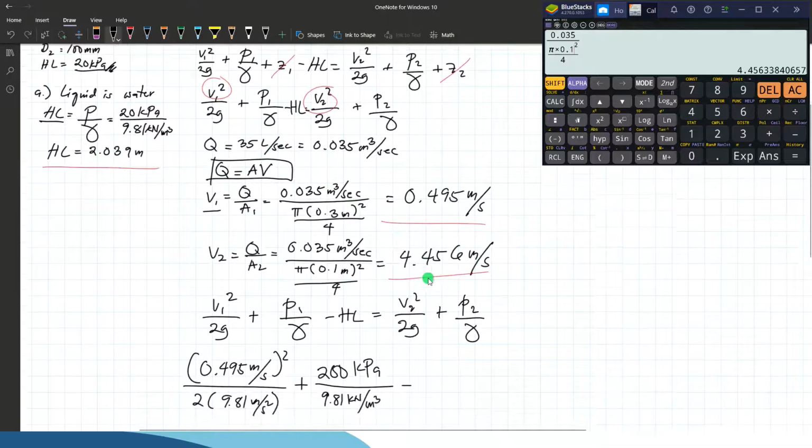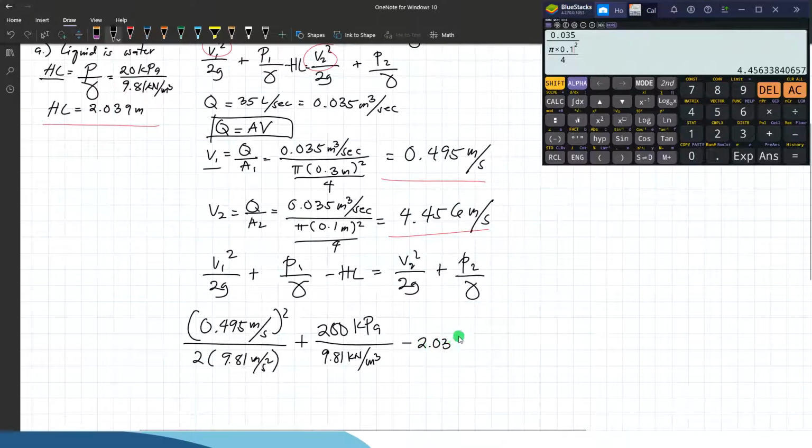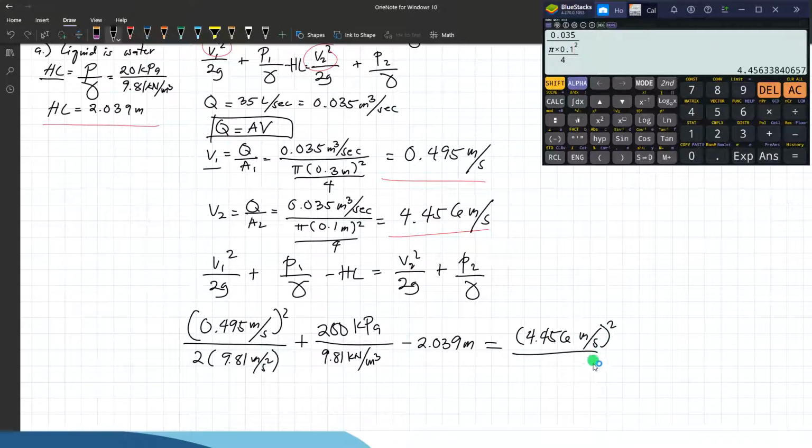2.039 meters. So all these terms are in meters. It will equal the velocity at point 2, which is 4.456 meters per second, raised to 2 over 2 times 9.81 meters per second squared, added to pressure 2 over 9.81 kilonewtons per cubic meter.